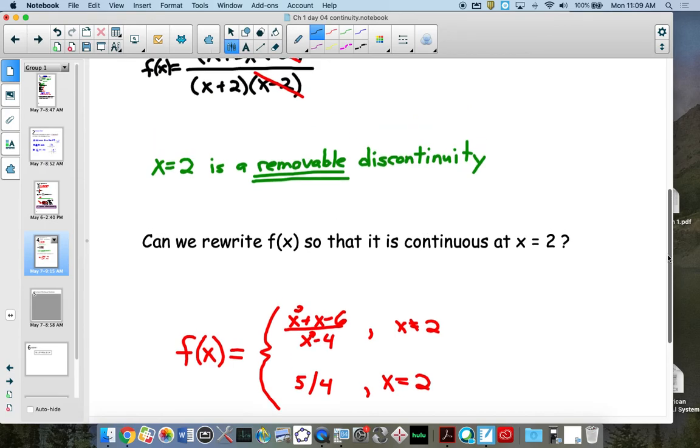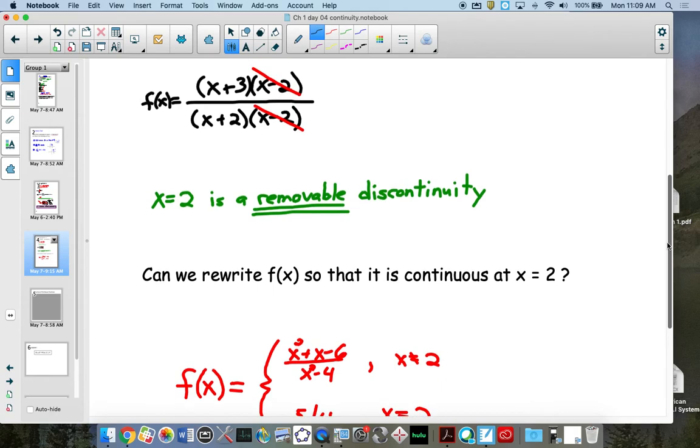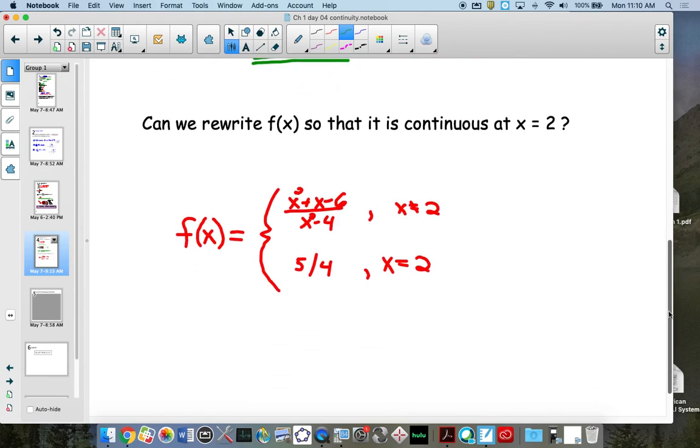And once again, how did we figure out what that is? We'll go up here, and after we canceled the x minus 2's, now if I plug 2 into there, I get 5 over 4. So that's how you figure out what value should go in where the hole is.